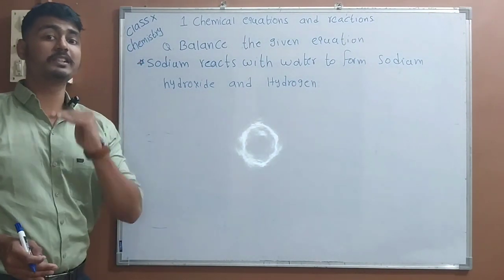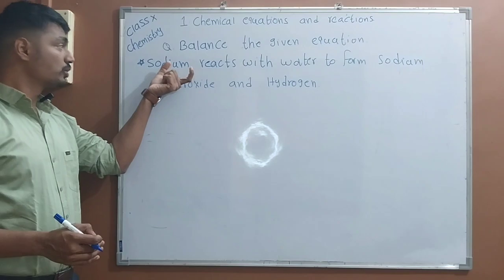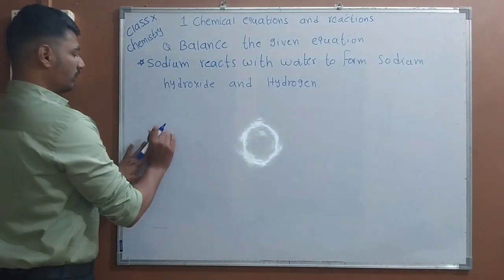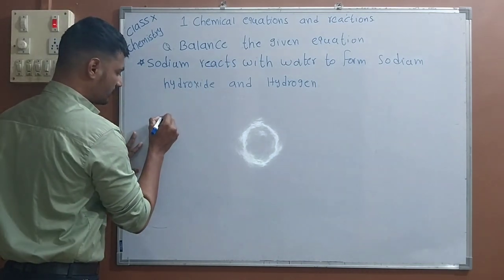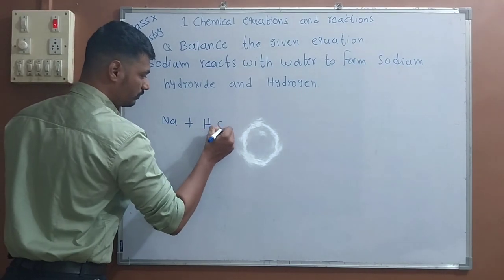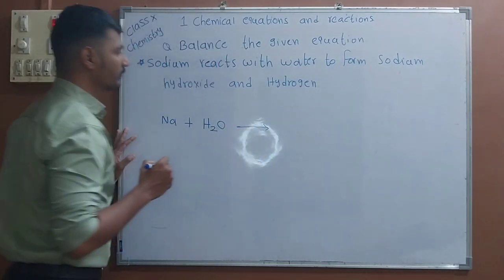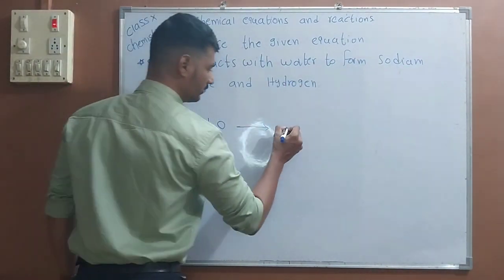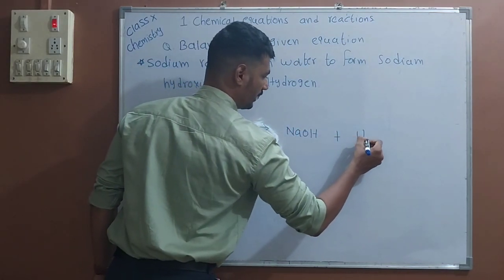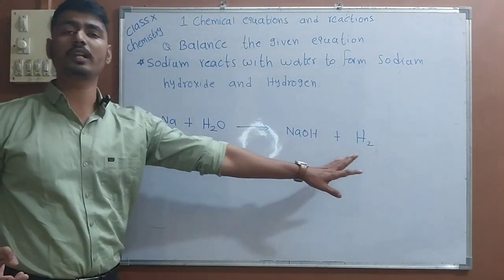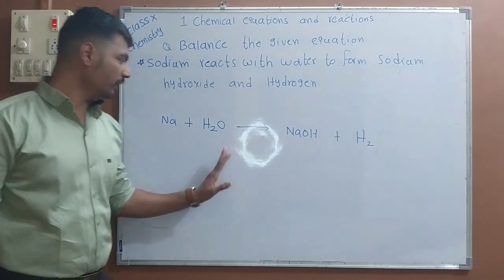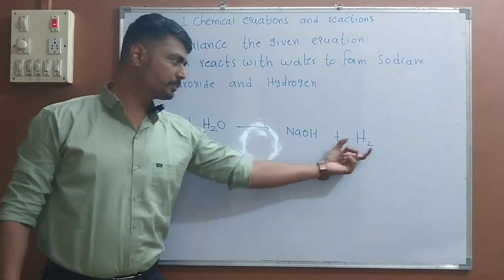Now look here carefully, which are the reactants and which are the products. Sodium reacts with water. So sodium and water are the reactants. So I am writing these two elements on the reactant side. Sodium symbol is Na plus water symbol is H2O. It is giving sodium hydroxide, NaOH, plus H2, that is hydrogen gas. Again, hydrogen is also a diatomic gas, it exists as H2. So here I am writing Na plus H2O, which gives NaOH plus H2.